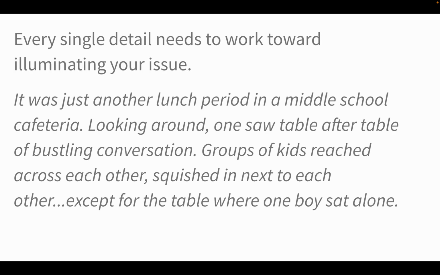It was just another lunch period in a middle school cafeteria. Looking around, one saw table after table of bustling conversation. Groups of kids reached across each other, squished in next to each other, except for one table where one boy sat alone. If you were with me, I might get you to turn and talk about how this is different and how this fits my topic better, but I think it does.